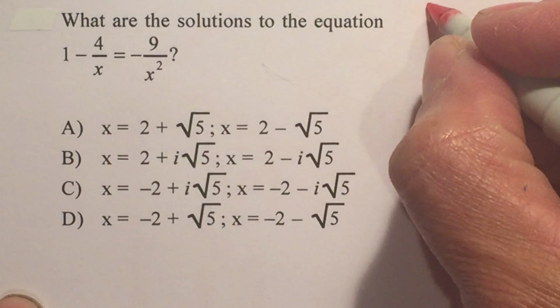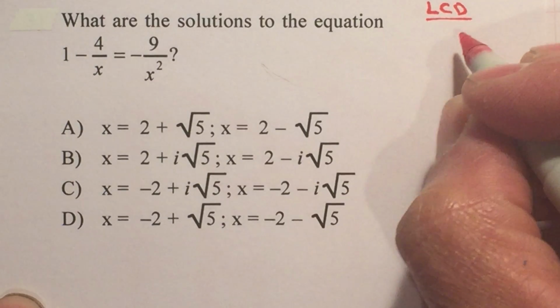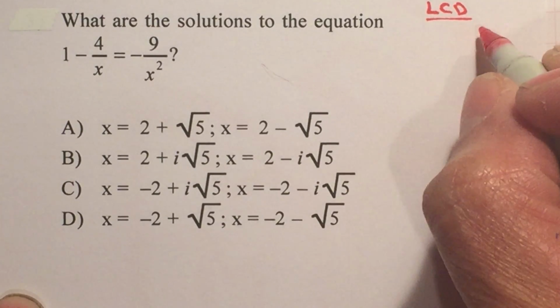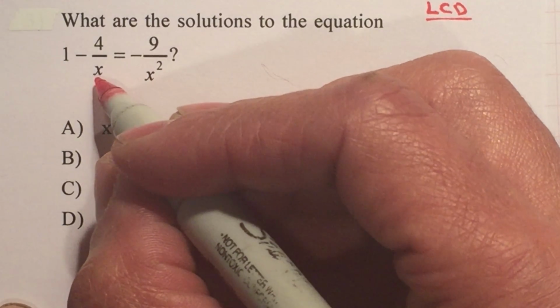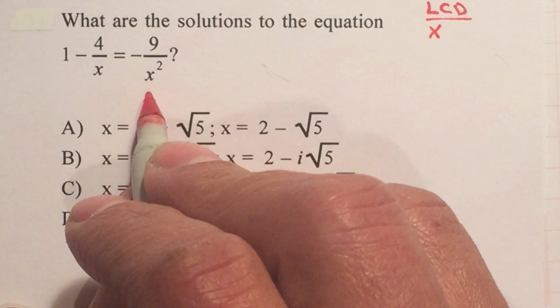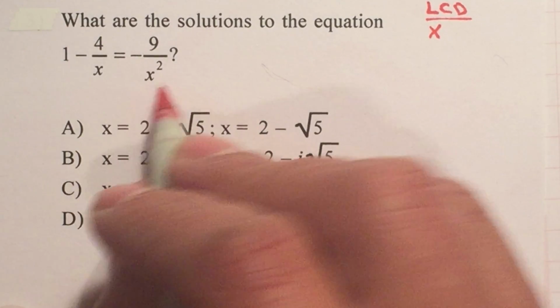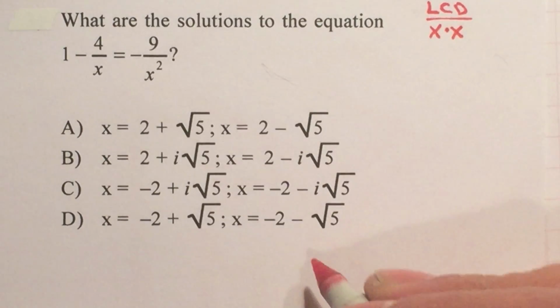Or sometimes they call it LCM. But in this case, let's just call it LCD. Lowest common denominator or lowest common multiple. In this case, I want to cancel this x, so therefore I need an x. I also want to cancel the denominator, the x squared. So therefore I need another x. I need x and x, or x squared.